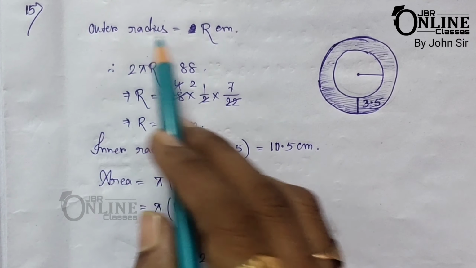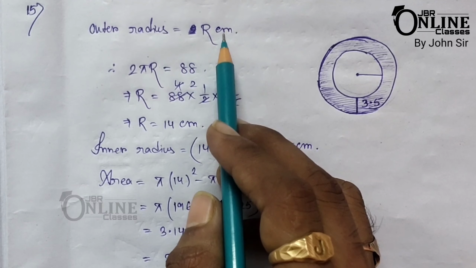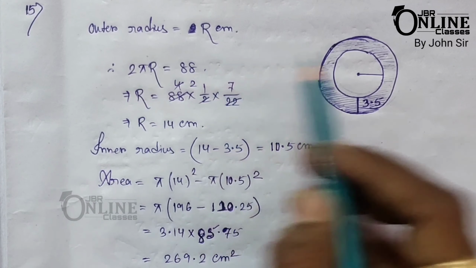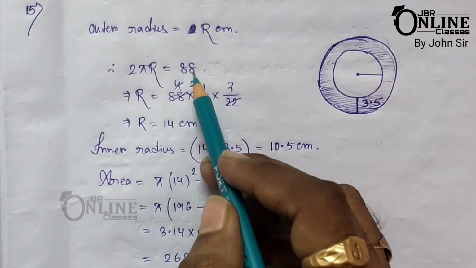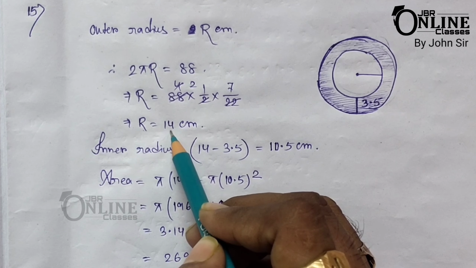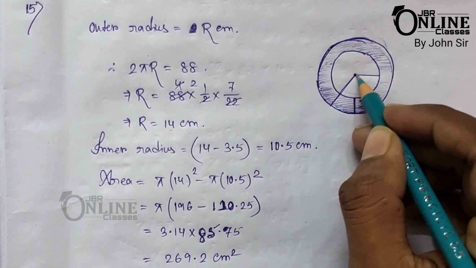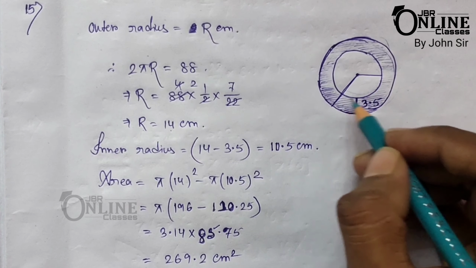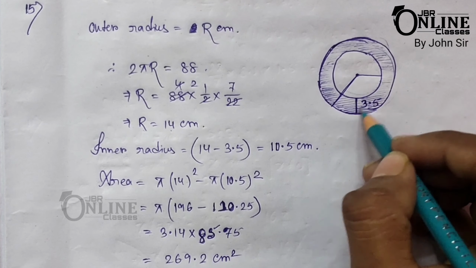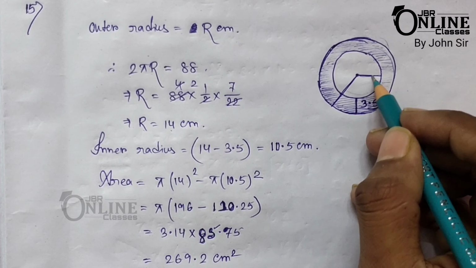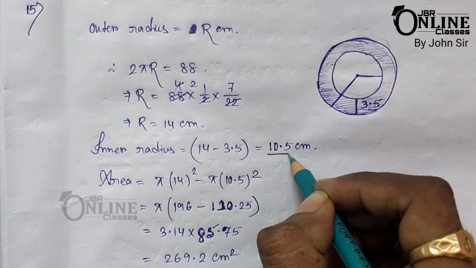So here the outer radius, let the outer radius be capital R. So here 2 pi R is the circumference of the outer path, that is equal to 88. So from that R is equal to 14. So if the outer radius is equal to 14, then inner radius is equal to 14 minus this 3.5, and you will get the inner radius, that is equal to 10.5.